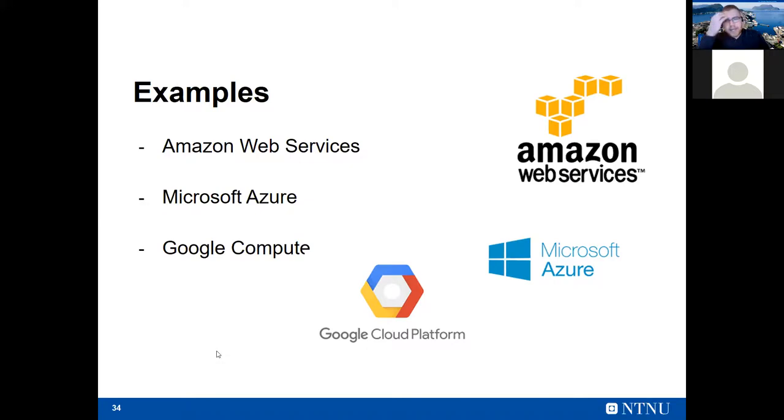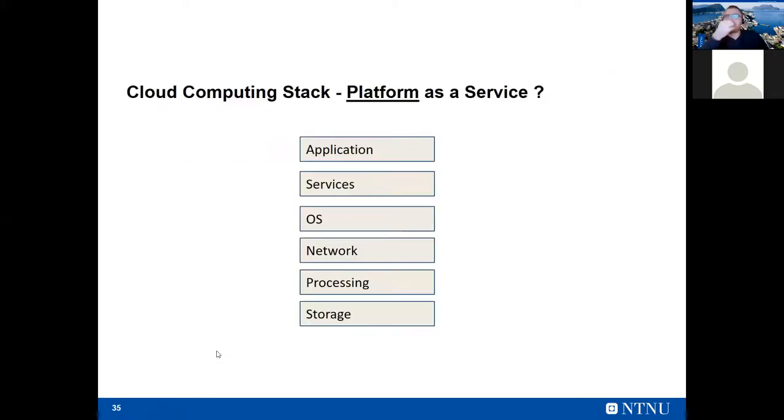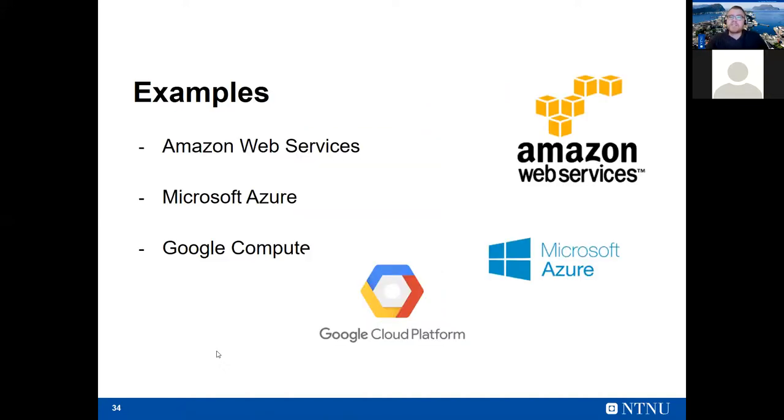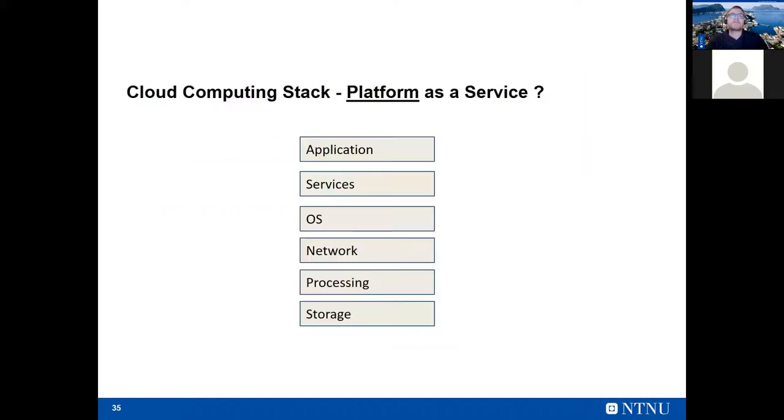It's important, and I'll get to that, that the differentiation between platform as a service and infrastructure as a service is not hard and fast, because all those infrastructure as a service providers generally also provide higher level services, at least PaaS, platform as a service, but perhaps even software as a service services.